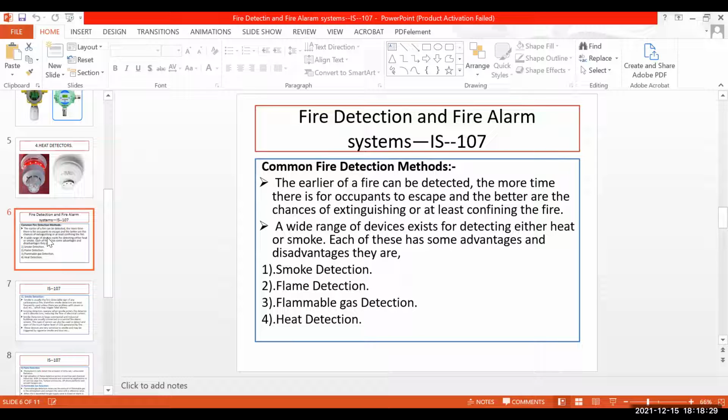There are so many advantages and disadvantages for the detections. It might be either heat or smoke. Why heat? Someone might have a doubt regarding why heat detection. See, in some cases fire won't occur directly at first. If there is any short circuit within the electrical system, due to electricity, you can observe our socket plugs and so on.